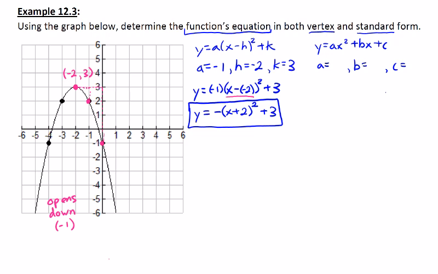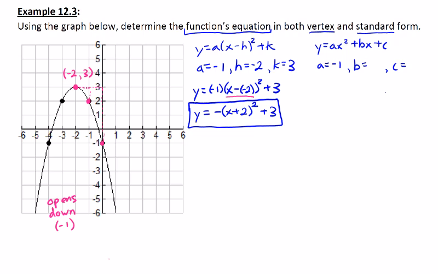Now, for standard form, the only thing that I can reuse from the vertex form is the value of a, -1. The value for b and the value for c are difficult to be able to grab directly off of the picture of the graph. So we're not even going to try. So instead, what we are going to do is we are going to expand the vertex form.